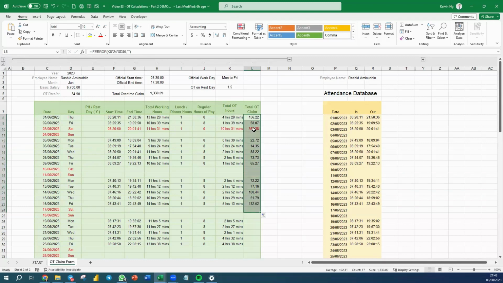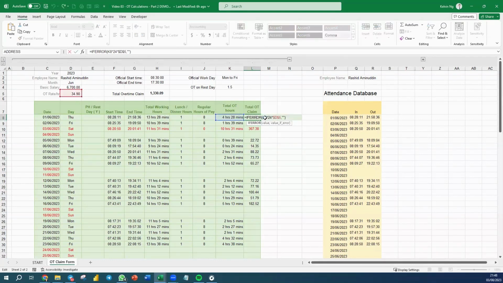Now, this particular calculation is incorrect, because it is actually a Saturday and he is supposed to be getting 1.5 times the hourly rate. Therefore, in this formula, we need to multiply by another 1.5, but it's not for all the days. It's only when the regular working hours is 0. So I'm going to put an IF: if this particular regular working hours is equal to 0, then I'll put 1.5. Otherwise, I will just make sure that it is 1.